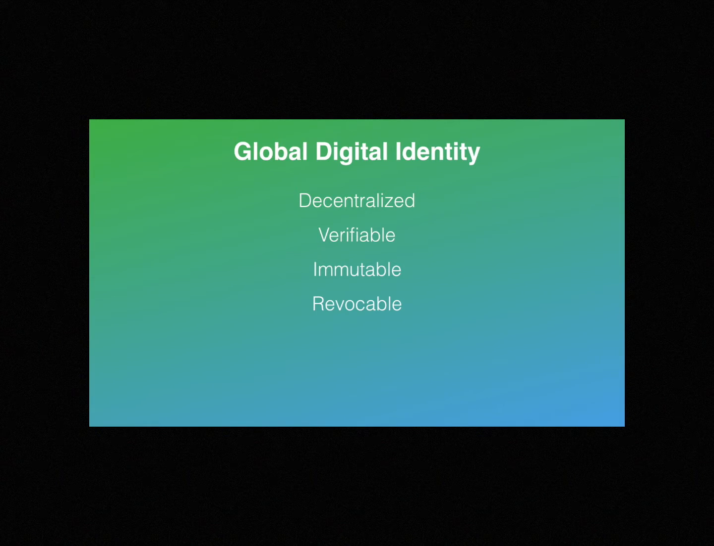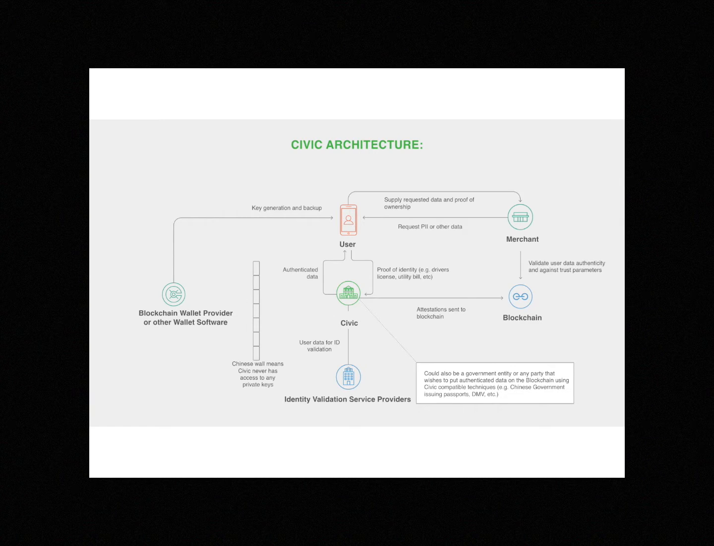Let's look at how we do this at a high level. In this diagram, your data lives with you, securely encrypted and stored on your mobile device. This data is verified by third parties such as Civic, government entities, or any other authority which uses our platform. Proof of this verification is then stored on the blockchain, where it can later be revoked if needed.